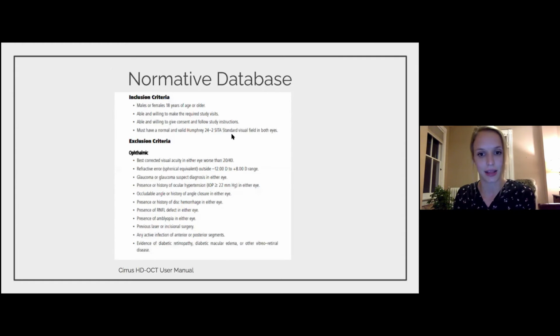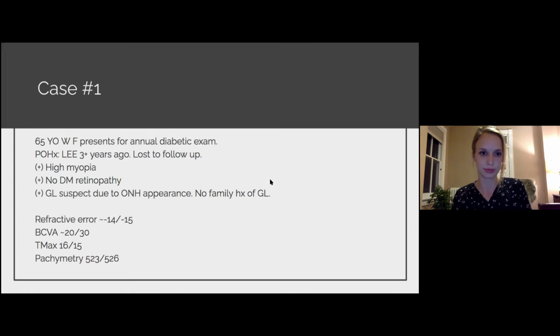Finally, these patients might be outside of the normative database. This is from the OCT user manual. And you can see here that the range of refractive errors for the normative database goes from -12 to +8. So I have two quick cases to show as examples of these kinds of issues.